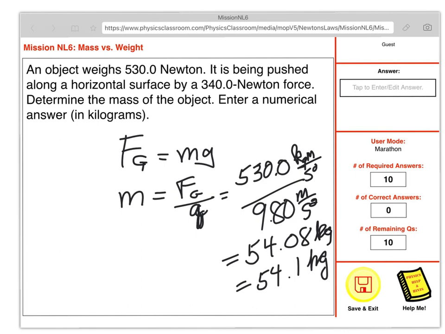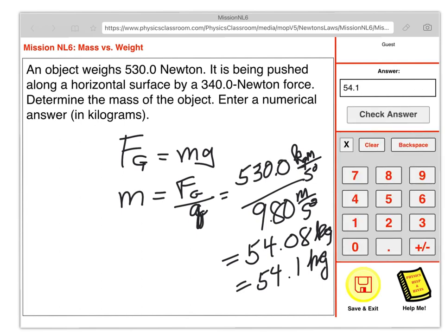My impression is that the marks on physics usually like 2 decimal places. And these numbers are 4 significant figures, but the 9.80 is only 3 significant figures. So I'm actually not sure whether it'll accept the 54.1 or not. If not, put in the 54.08. I'm going to try 54.1 to see if it accepts it. If not, it means you should have put in the 54.08. Here we go.